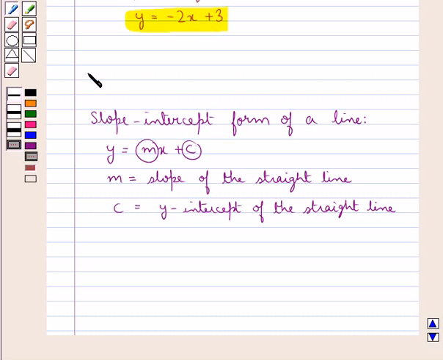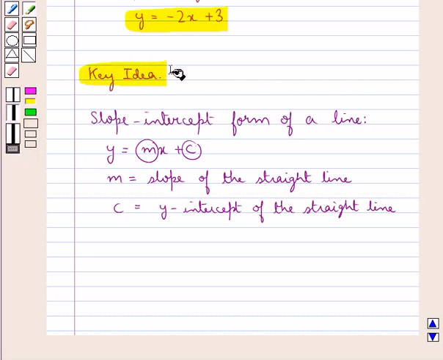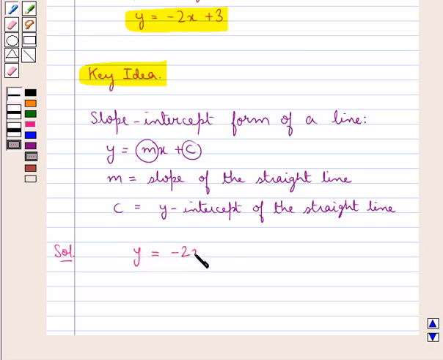This is the key idea that we use for this question. Let's proceed with the solution now. We are given the line y is equal to minus 2x plus 3. We need to find the slope and the y-intercept of this line. Now, let this given equation of line be equation 1.